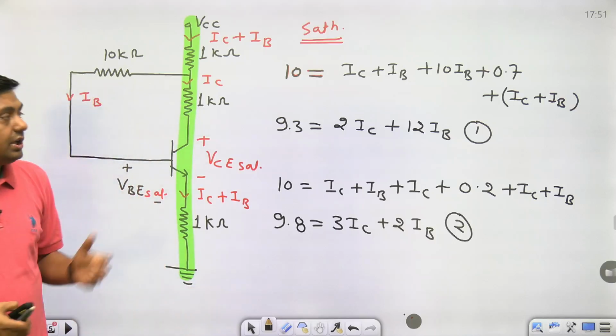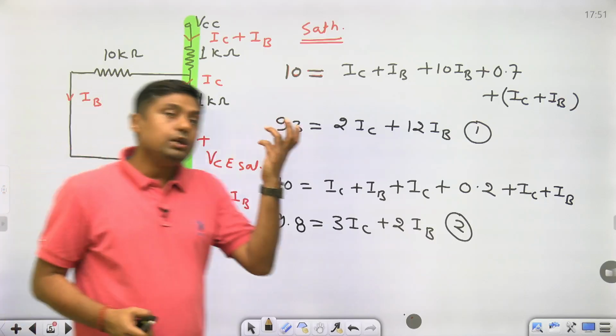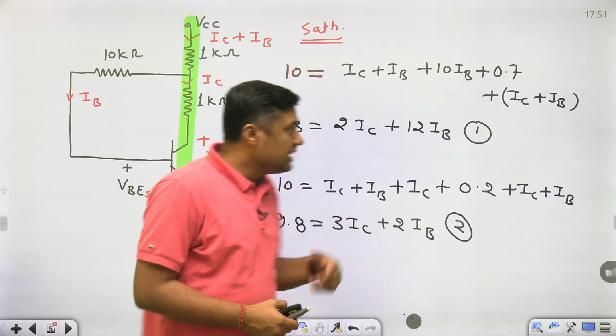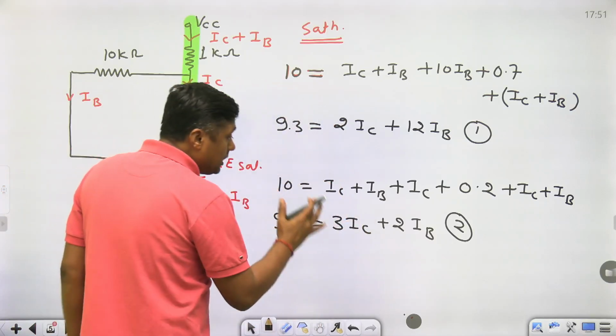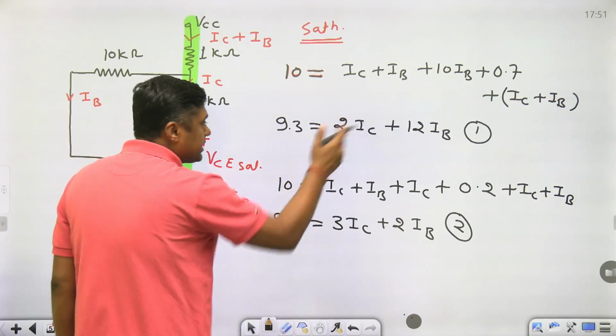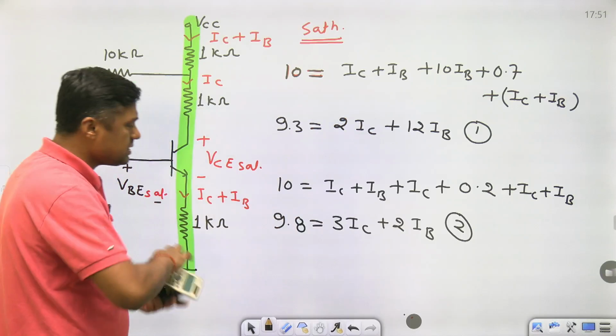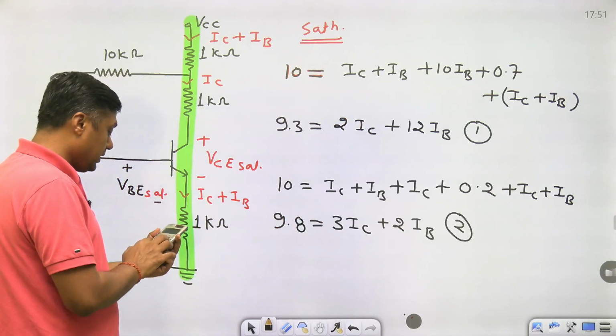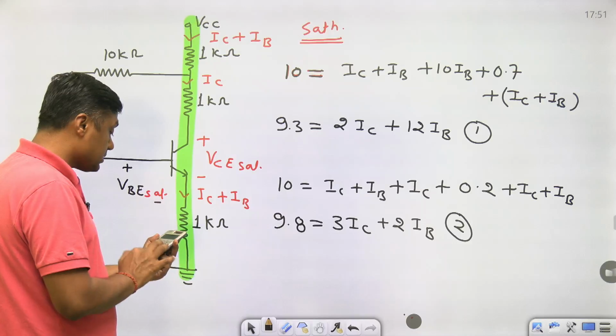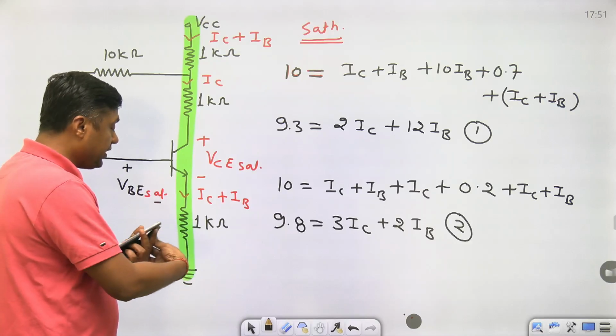Now you have to find IC. Then what you can do, multiply the second equation by 6. So it will become 6 into 9.8. Watch this. When I multiply 9.8 into 6, that will become 58.8.